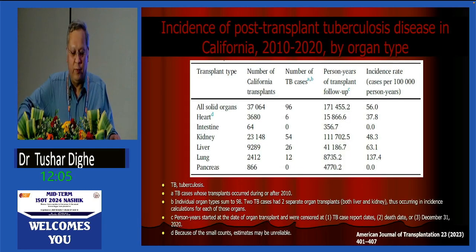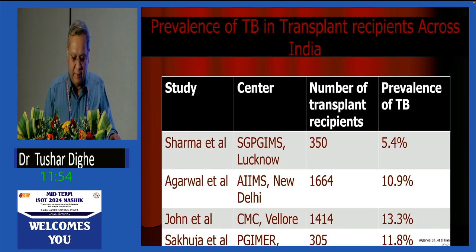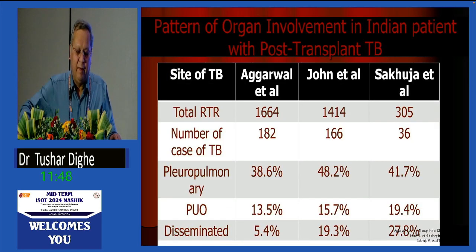There are some international figures of tuberculosis in organs. In lung it is highest, followed by kidney. This is from California, and this is the Indian data. There have been reports from SGPGI, AIIMS, CMC, JIPMER, and the data also tells us what the various presentations are.